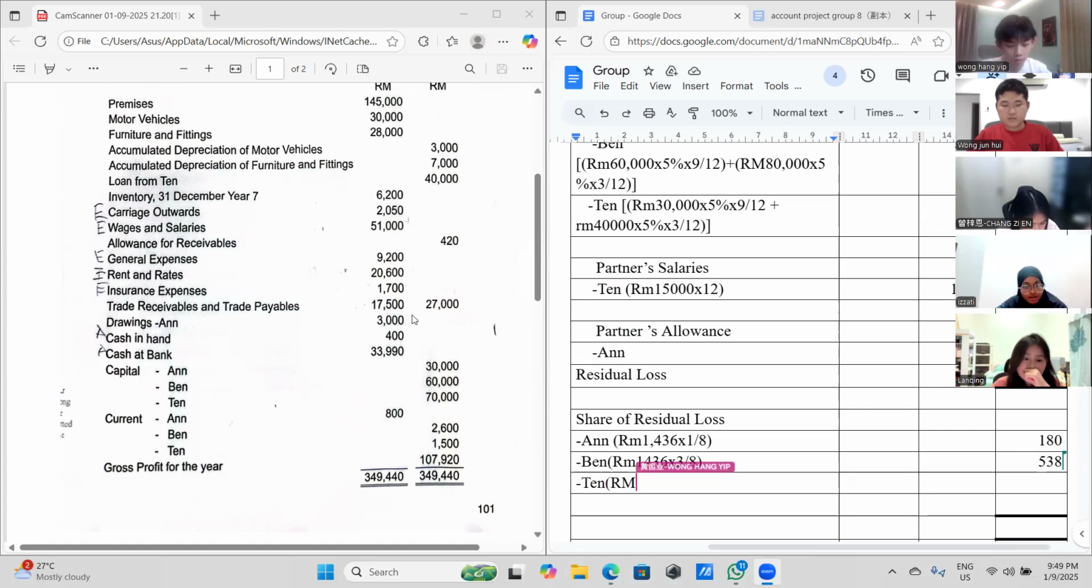And after that, we have to add on Ten as well, which is 1436 multiplied with 4 by 8, and we will be getting 3718. After we add on all this, we'll be getting 1436, which is credit as well.